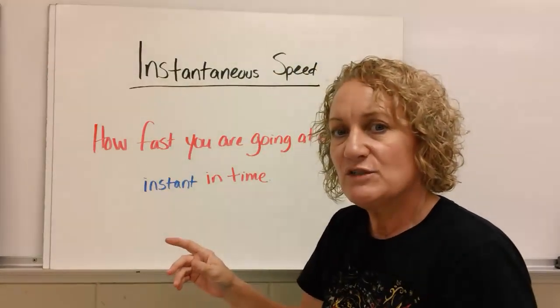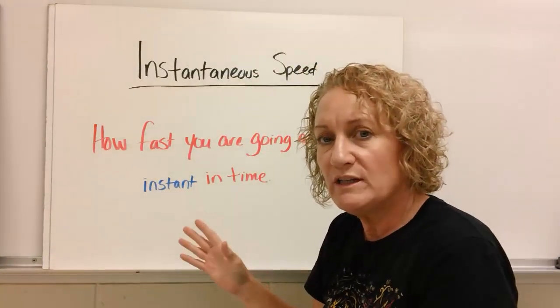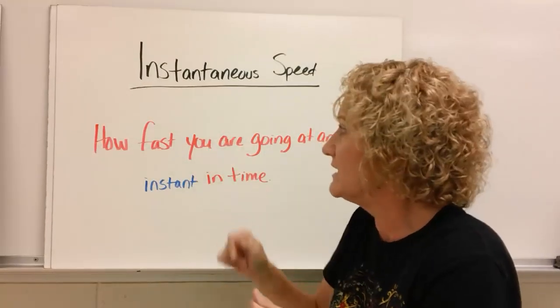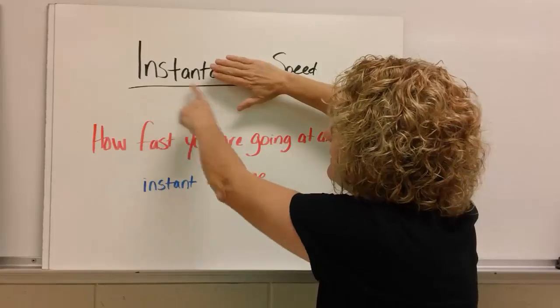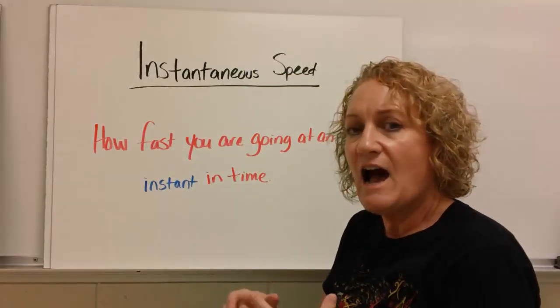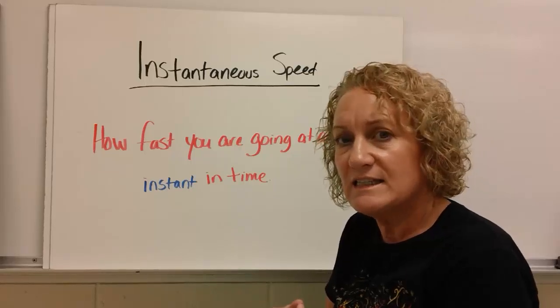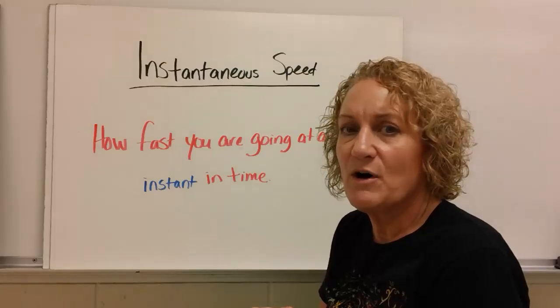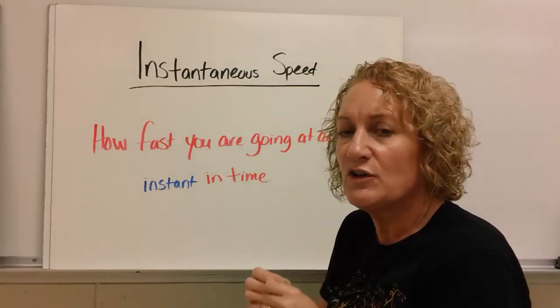Speed, though, average speed, which we're going to talk about in just a minute, is totally different than instantaneous speed. So I want to just kind of touch on instantaneous speed. Do you see the word instant in instantaneous? That gives you a clue what instantaneous speed is. It's how fast you're going at an instant in time. And an instant is defined as an immeasurably small period of time. It's so small you can't measure it.